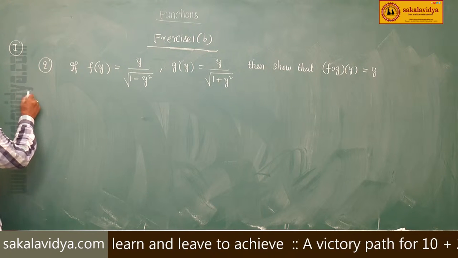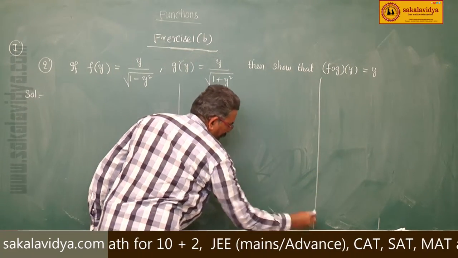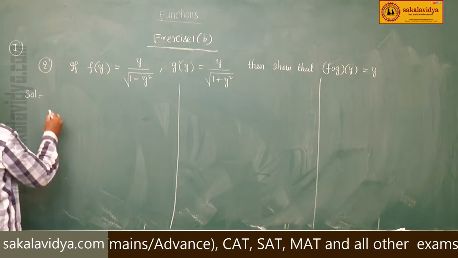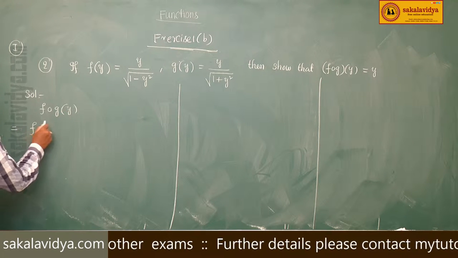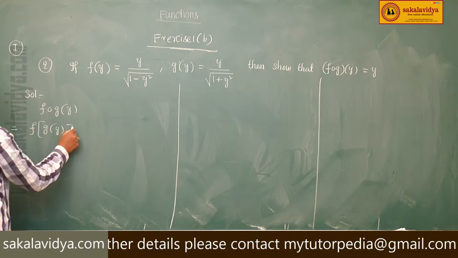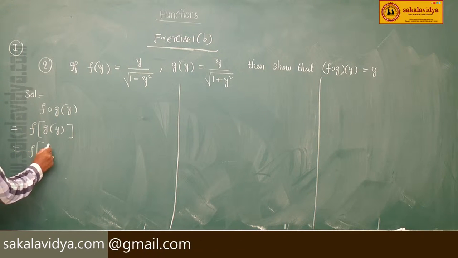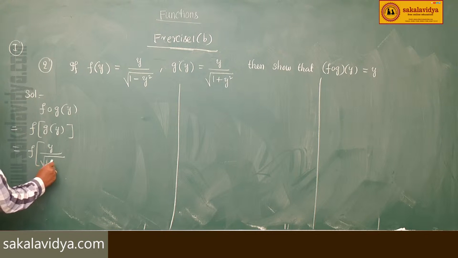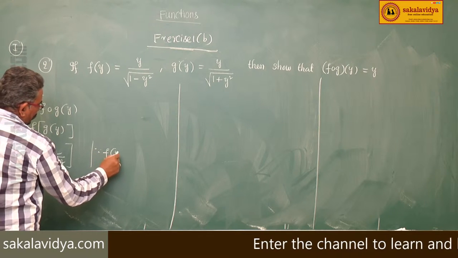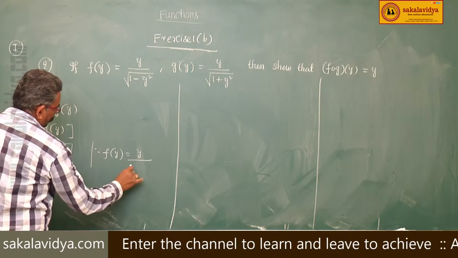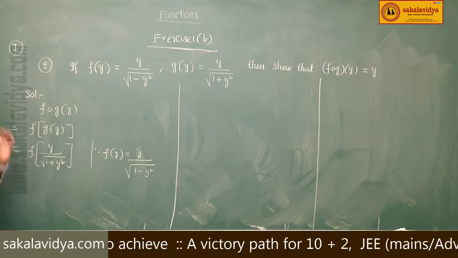Now solution. f circle g of y. This is f of g of y. g of y means y by root of 1 plus y square. So f of y by root of 1 plus y square. We know that this f of y is equal to y by root of 1 minus y square. This y and y, we have to replace this value.